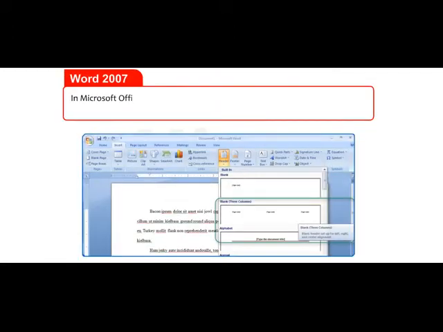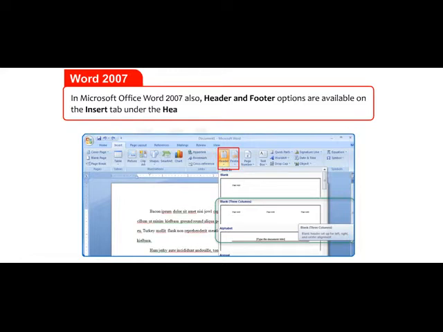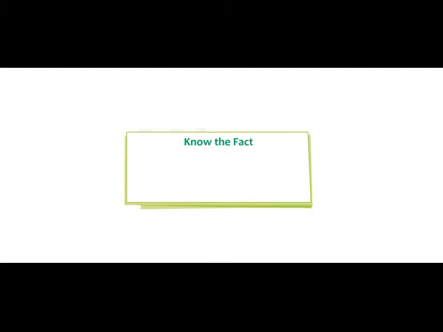Students, in Microsoft Office Word 2007 also, Header and Footer options are available on the Insert tab under the Header and Footer group. Know the fact: Header and Footer are displayed on the screen in the following two views. Number 1. Print Layout View. Number 2. Print Preview.